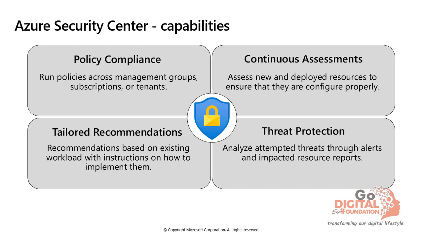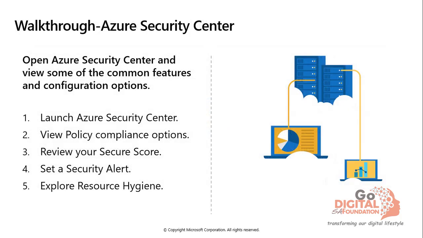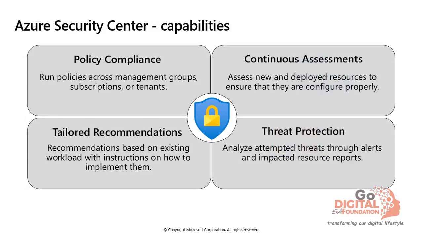We're gonna see that again when we're doing the walkthrough for this one right here. We're gonna see how to implement the recommendations. And then there's also threat protection. It analyzes attempted threats through alerts and impacted resource reports. Also, we're gonna see how we create alerts and how we analyze those alerts and then implement a secure level of protection.